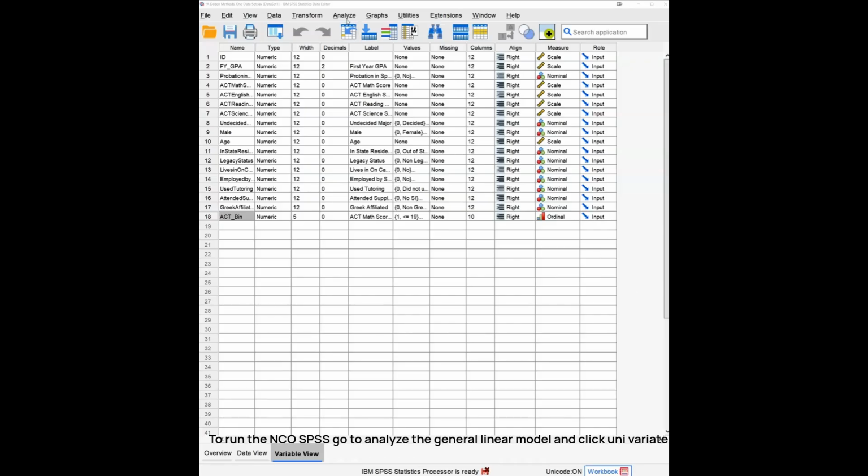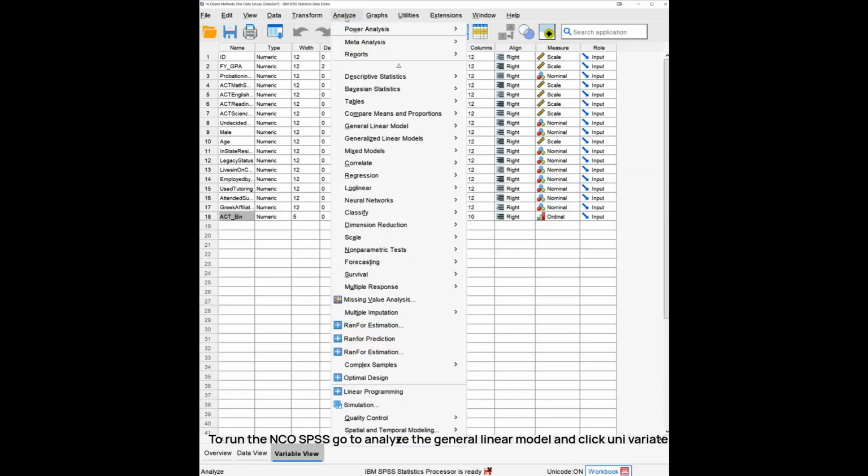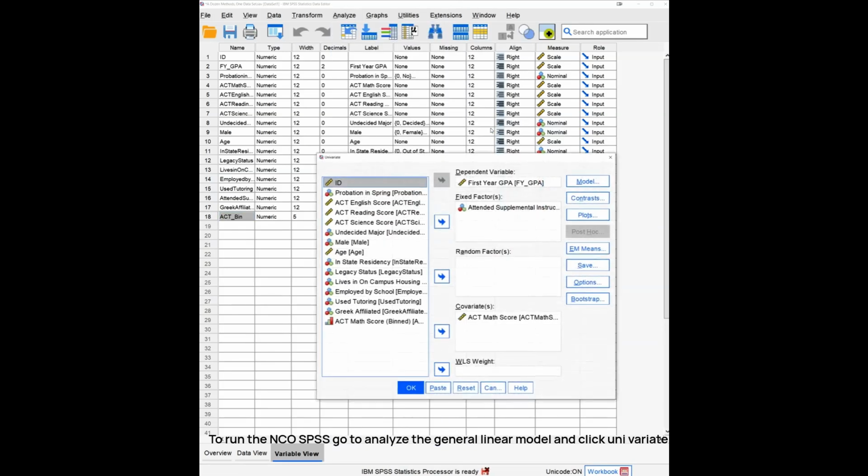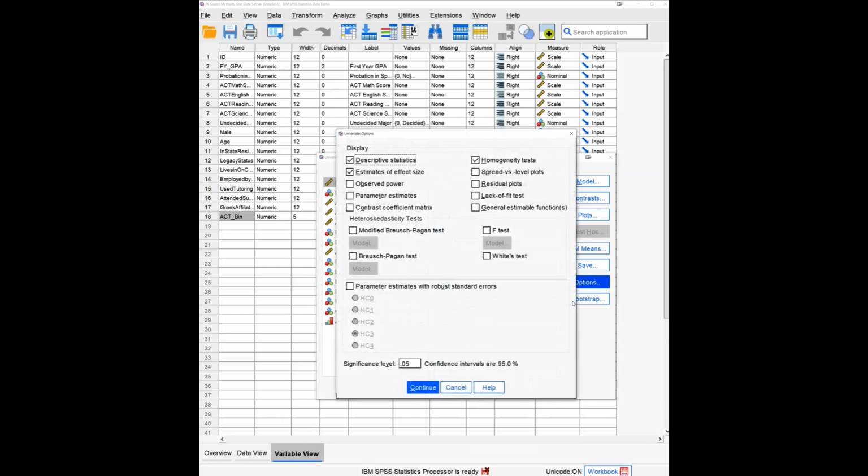To run the ANCOVA in SPSS, go to Analyze, then General Linear Model, and click Univariate. Set GPA as the dependent variable. Move supplemental instruction to fixed factors. Move ACT Math to covariate. Then click Options. From here, click Estimates of Effect Size, as well as Homogeneity of Variances. Click through OK.